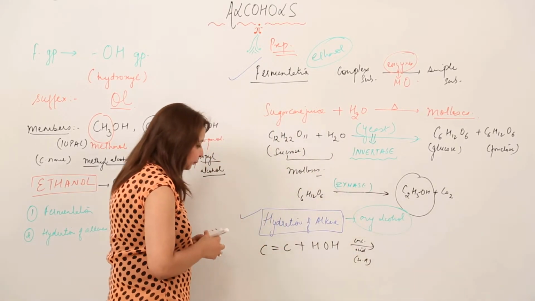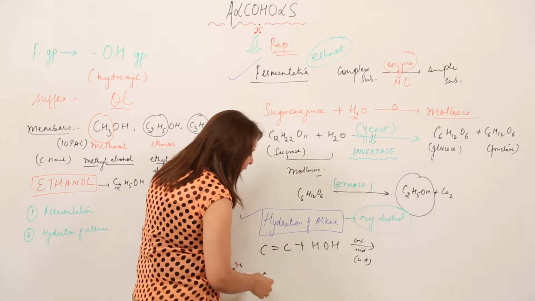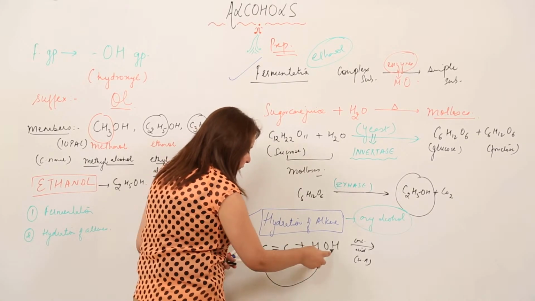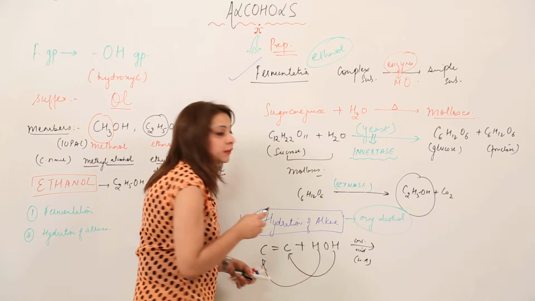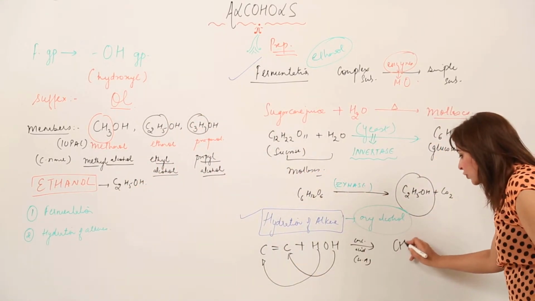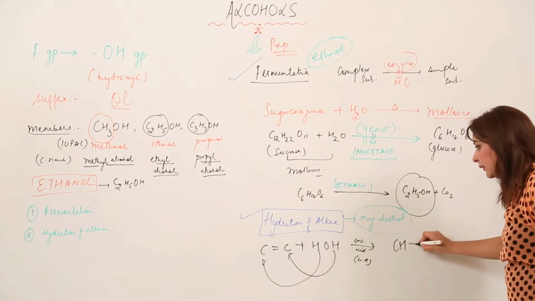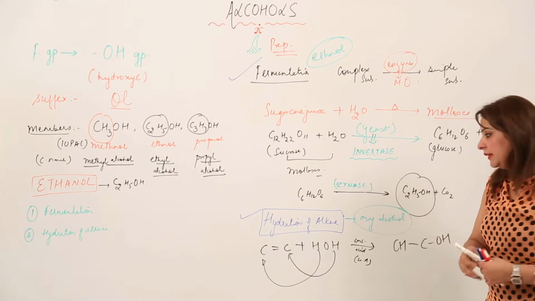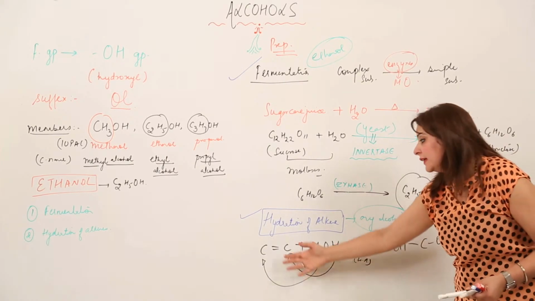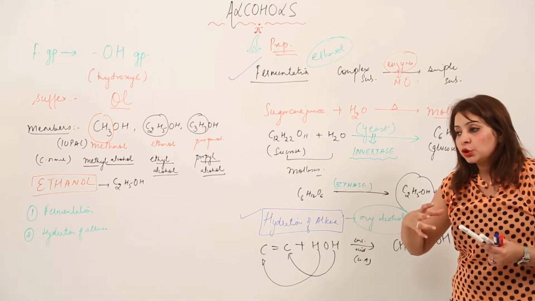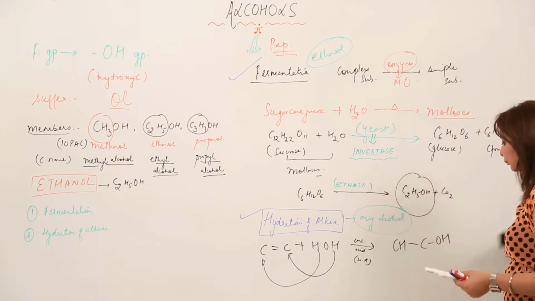So what happens when we add this? H gets attached to one carbon atom, and OH gets attached to the other. So what does it form? It forms CH, the bond becomes single, and OH gets attached to the carbon. I took this example just to show you that this contains a double bond. Now I'll take an example which will show a proper molecular formula.